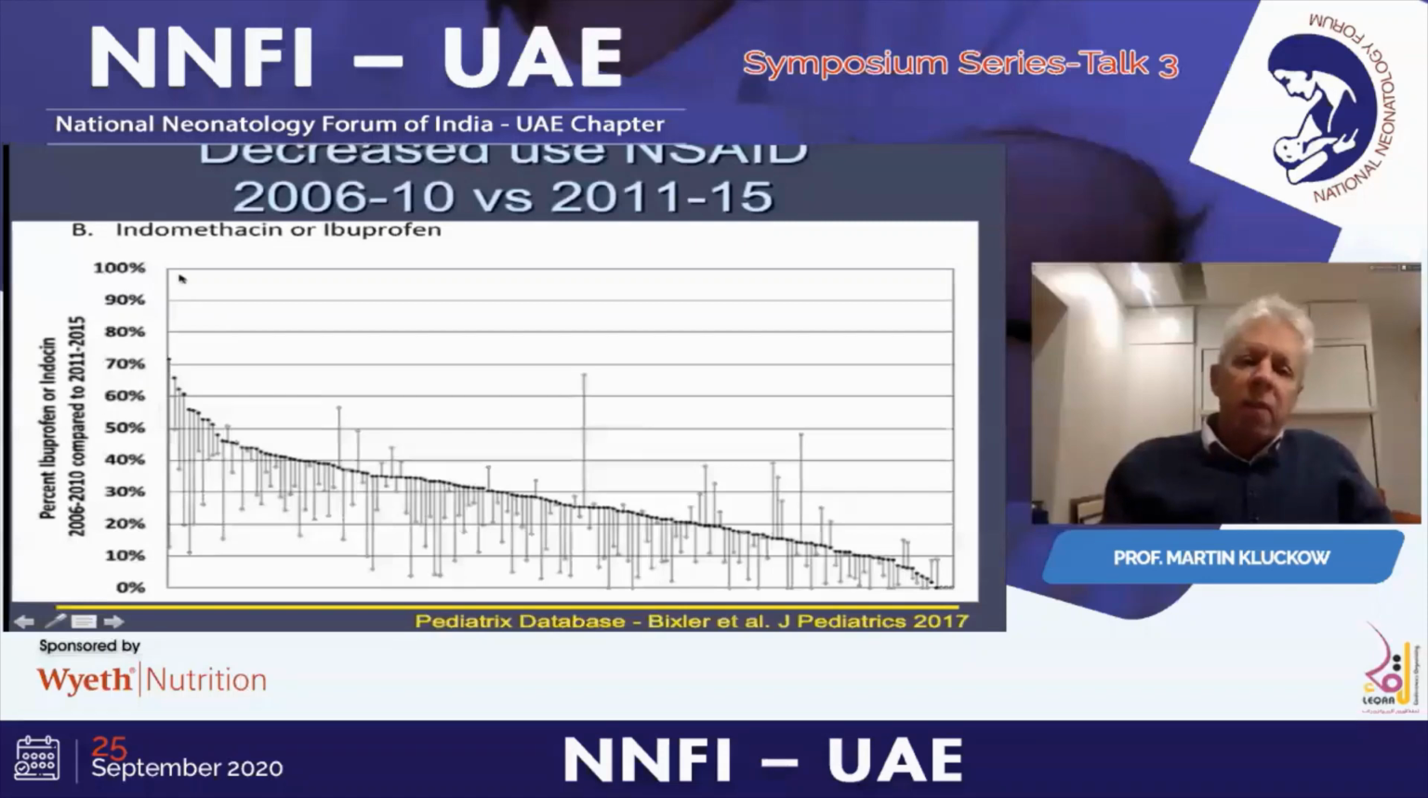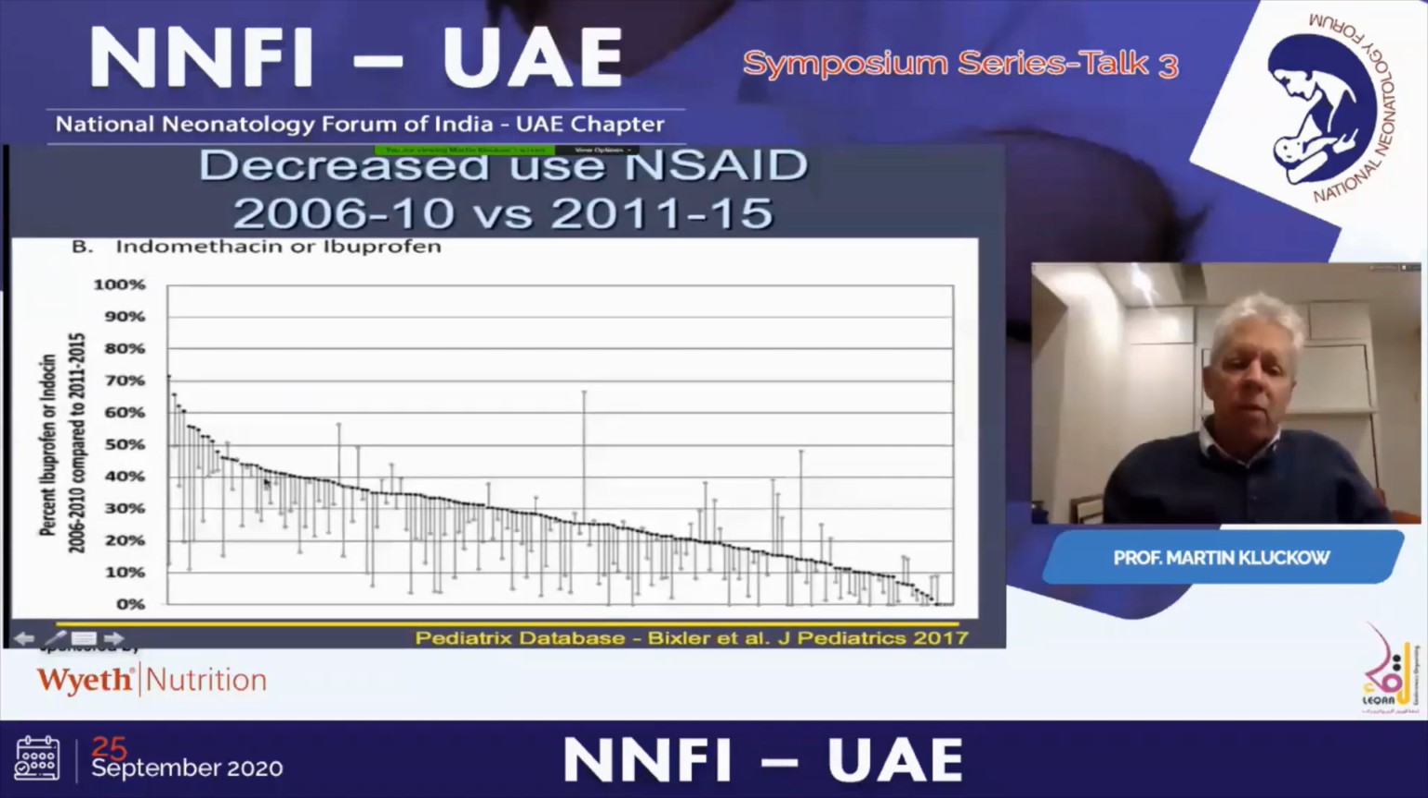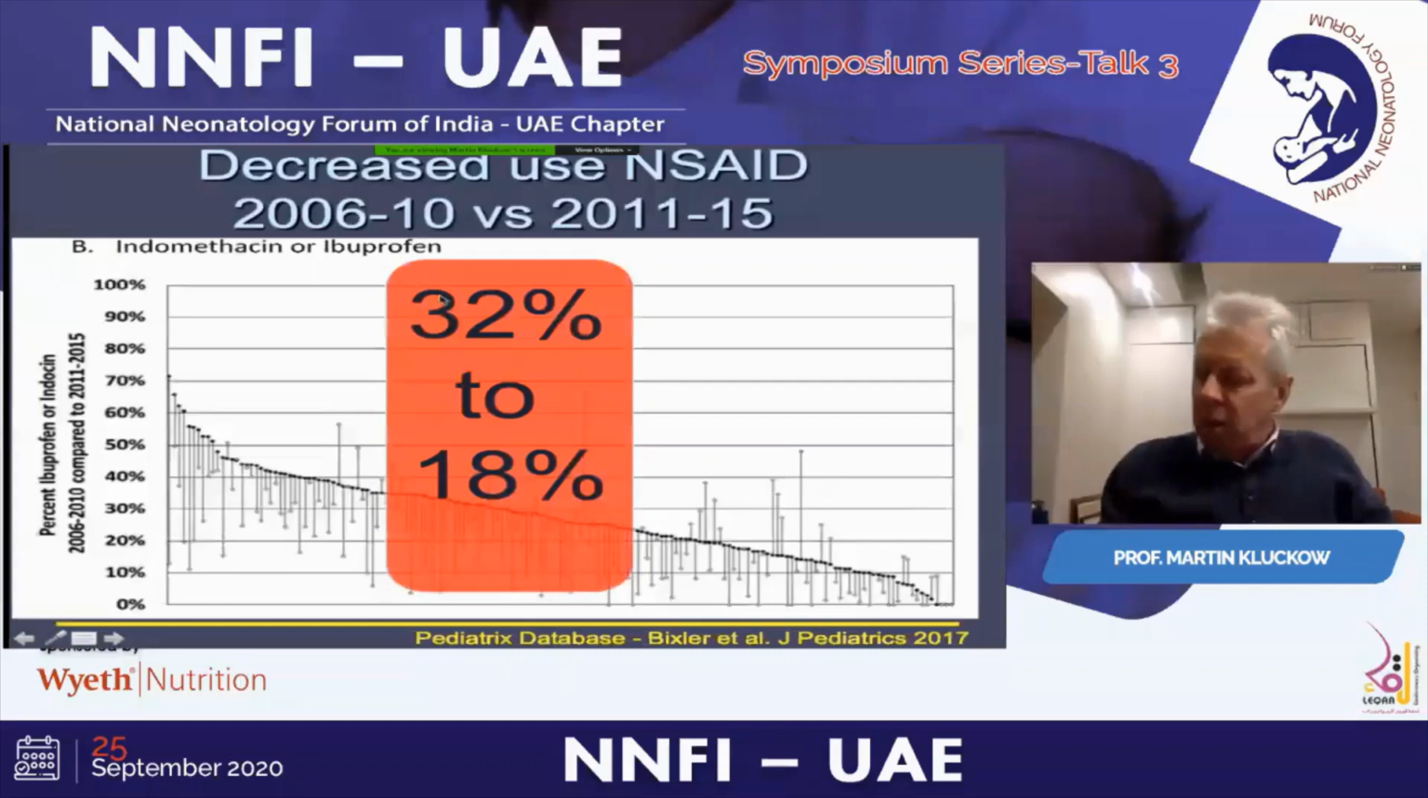And this is the graph of indomethacin or ibuprofen exposure in babies less than 30 weeks. The closed circle is the older historical cohort, and the open circle is the newer cohort. And you can see that these are the individual units along here, that the majority of units decreased their usage of ibuprofen or indomethacin. Some of them decreased it by quite a lot, from 55% down to 20%. The average was 32% in the older era, down to 18% in the more modern era. So there's almost halving of the exposure to ibuprofen or indomethacin. So there was some movement towards no treatment there.